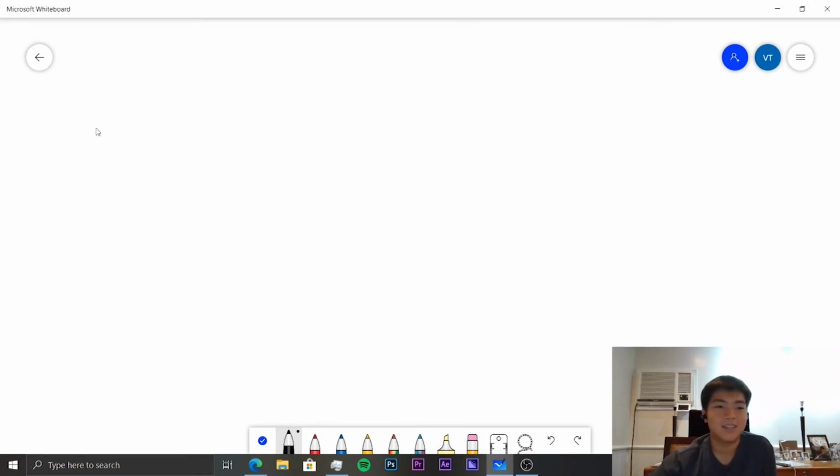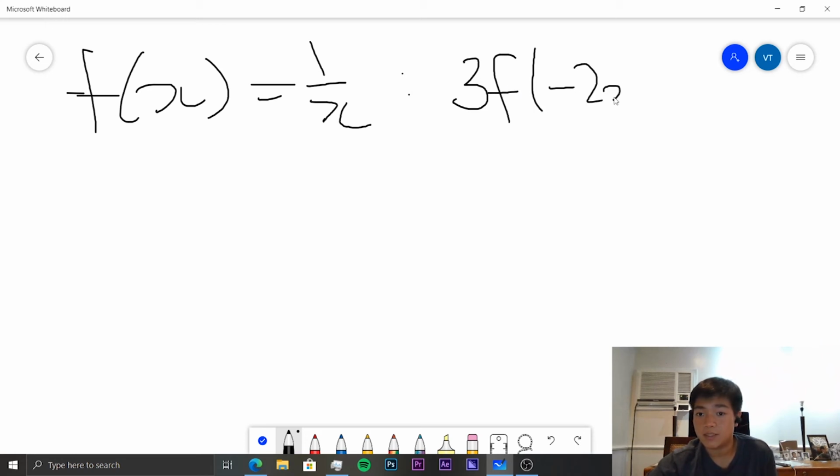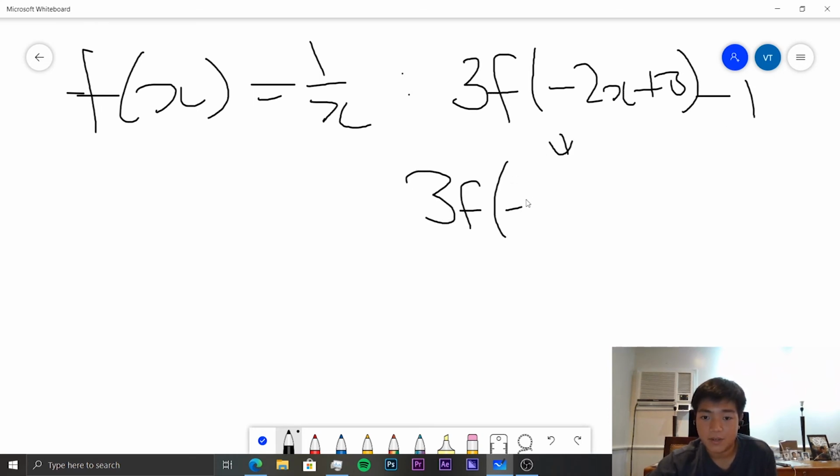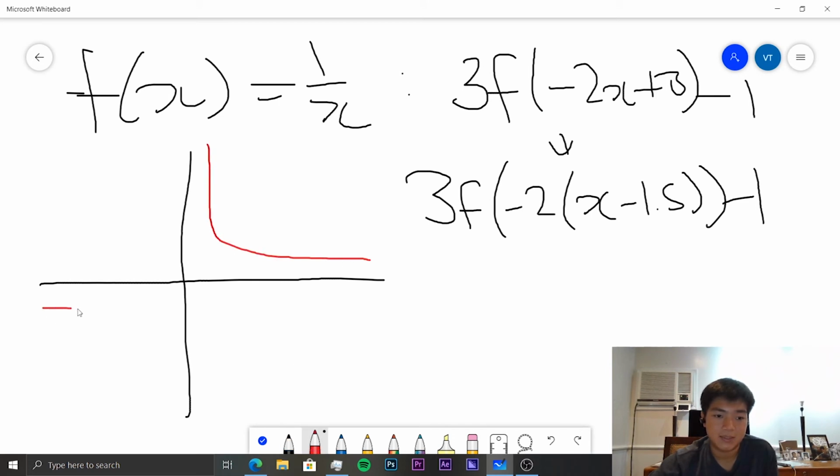2-question speedrun. So we have f of x is equal to 1 over x, and we need to translate it onto the graph of 3 f of (-2x plus 3) minus 1. So first let's convert this into the correct form of 3 f of (-2 times (x plus 1.5)) minus 1. So what does the original graph look like? Well, the original graph is simply 1 over x, so that will look something like this.